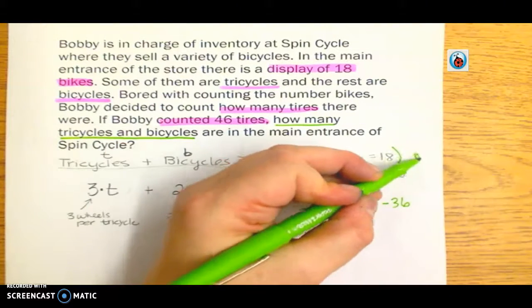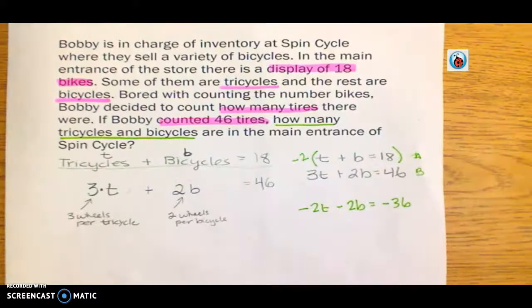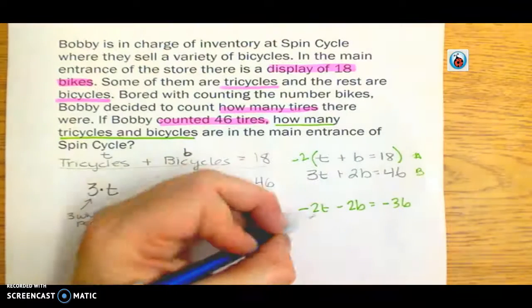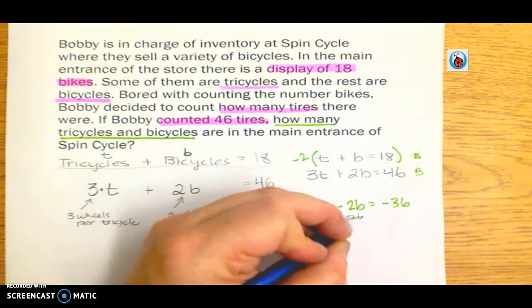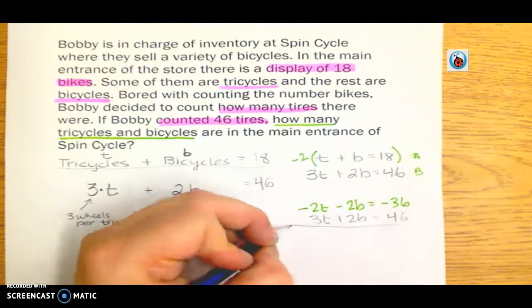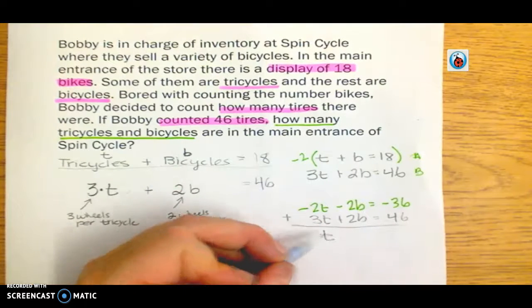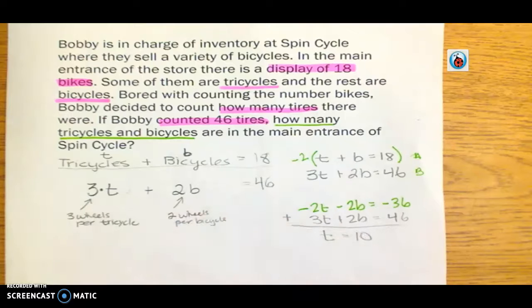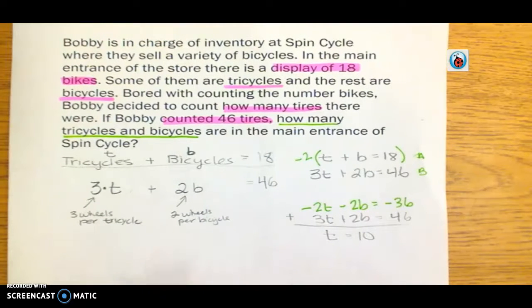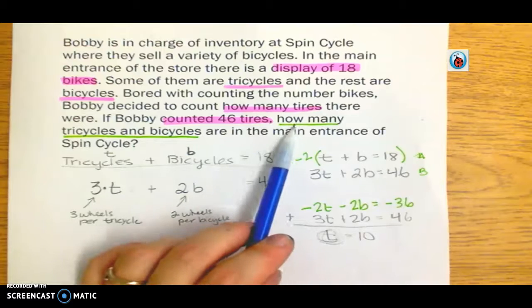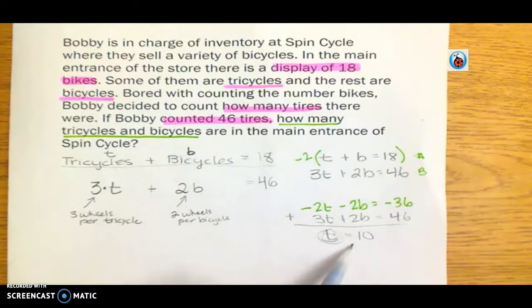So I rearranged equation A, and I'm not doing anything to equation B. And boom, I've got my answer: tricycles, 10. Always go back to the question. This is why it's so important that you know what your variable represents, because what if this just asked how many bicycles there are? That's not my answer. I'd have to go back and find the other value. So you want to make sure you know what this number is standing for.